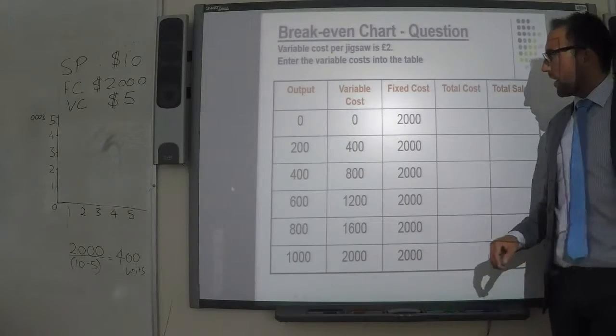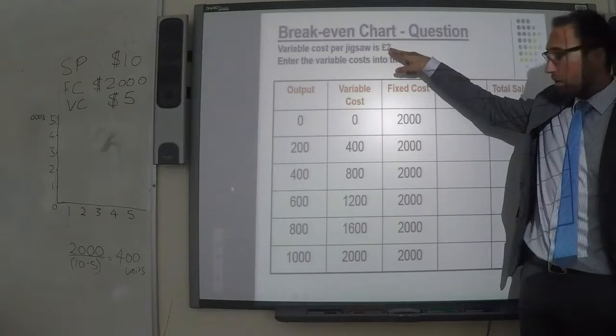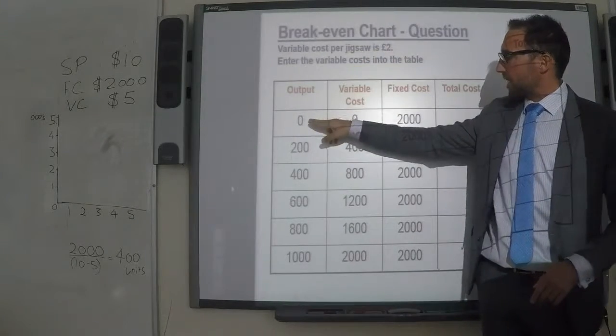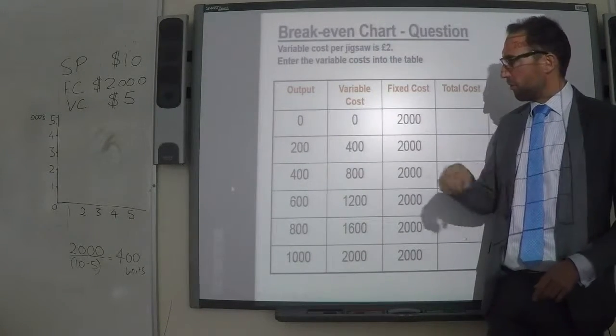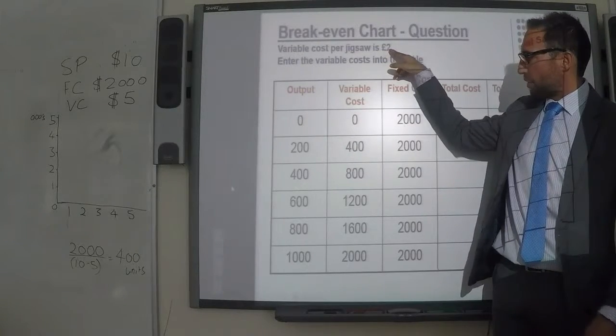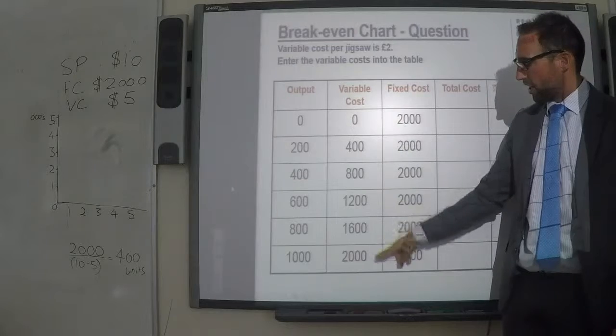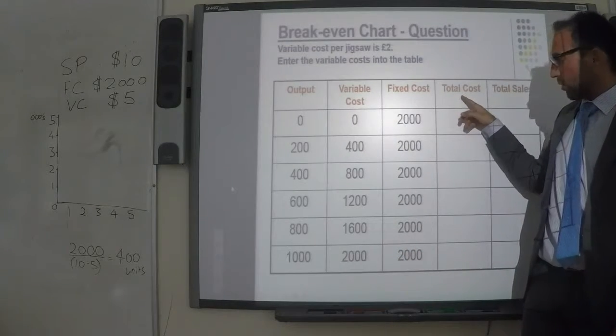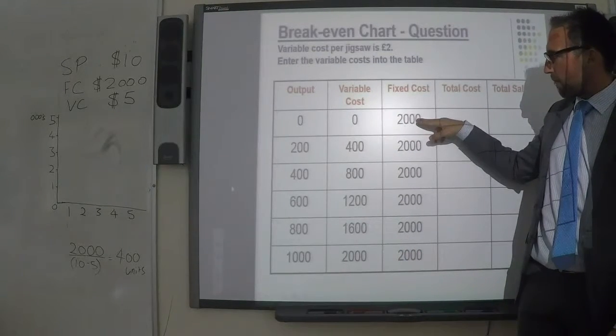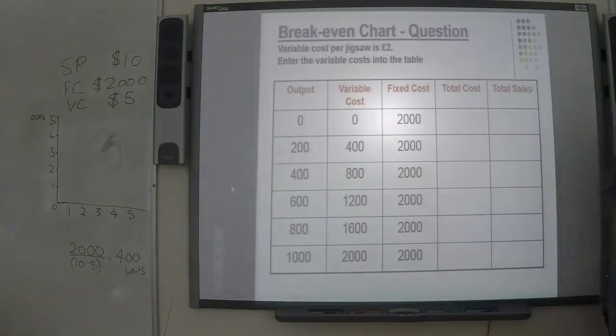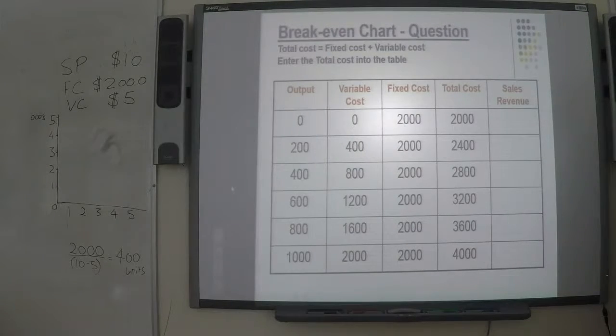To get our total variable cost, if the variable cost is 2, then we do 2 times the output. If you think back to the formula before, it's the output times the variable cost per unit. So 0 times 2 is 0, 200 times 2 is 400, and so on. In order to get the total costs, we add them together, and that will give us the total costs.